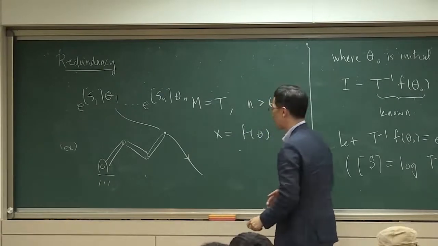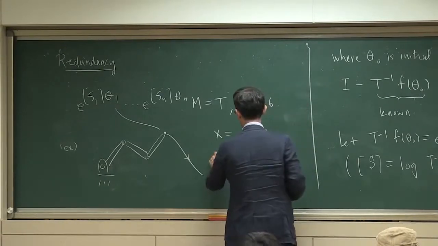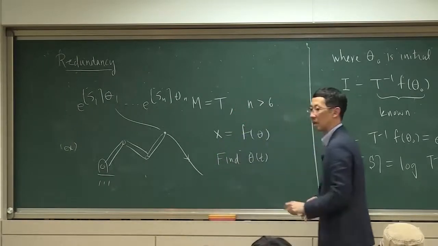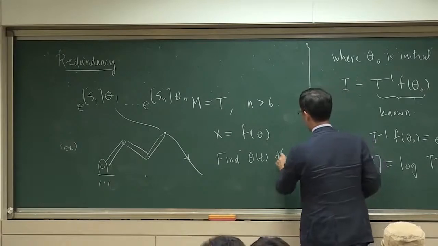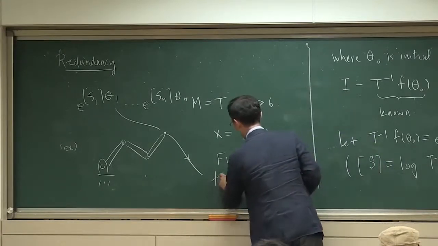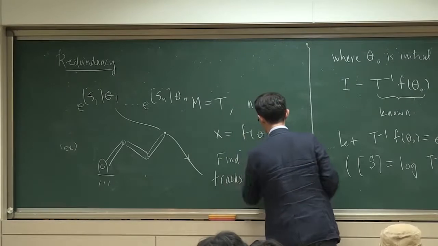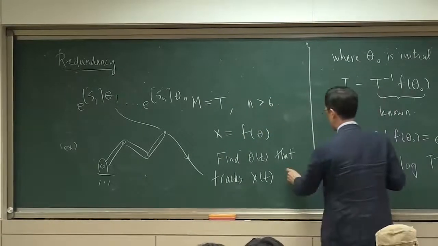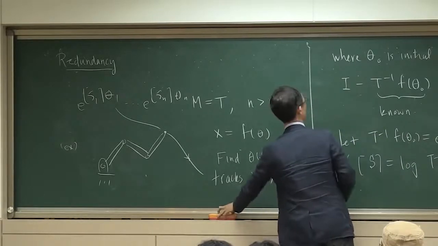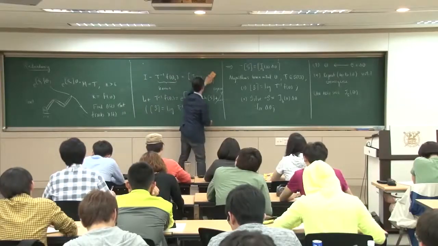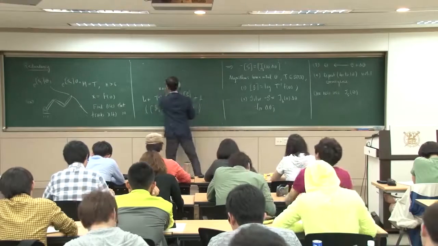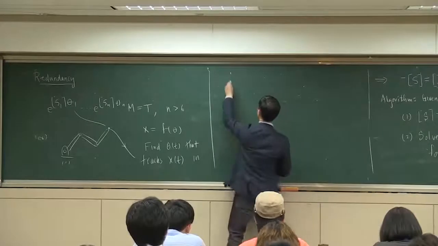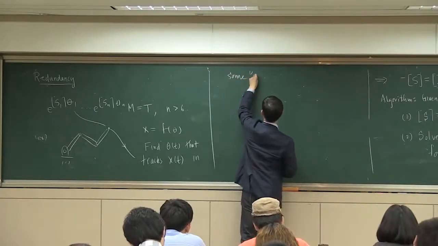So the question is, find theta of t that tracks desired x of t, in some nice way.